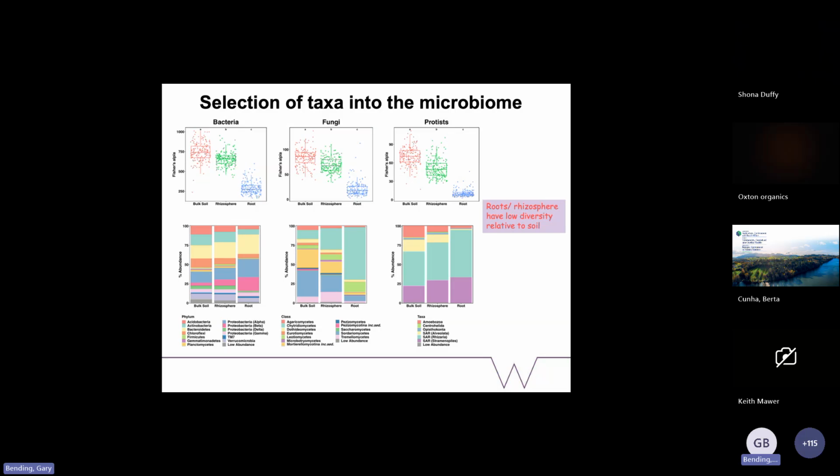If we look at the fungi in the middle, you can see the green is becoming particularly enriched in the root. As we go from bulk soil to rhizosphere to the root, we have a lot more of the Chytridiomycetes in green appearing. And we have a similar story with the protists, but perhaps not as striking as we have within the fungi.